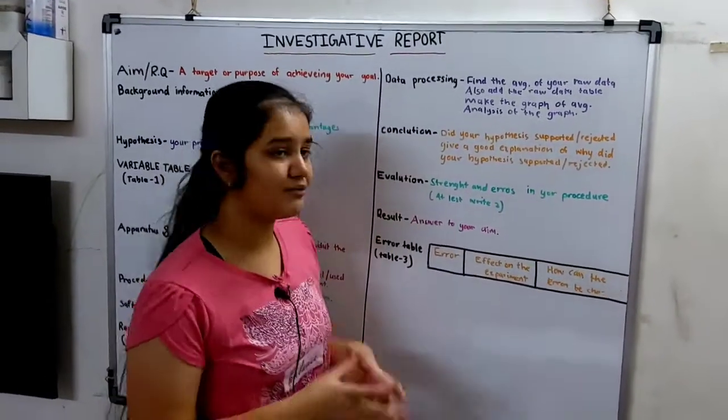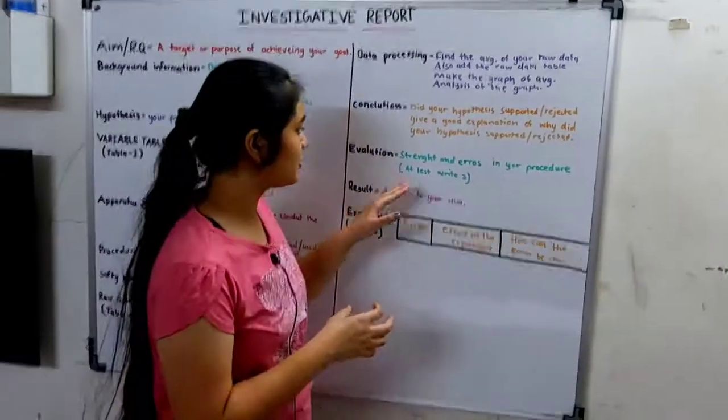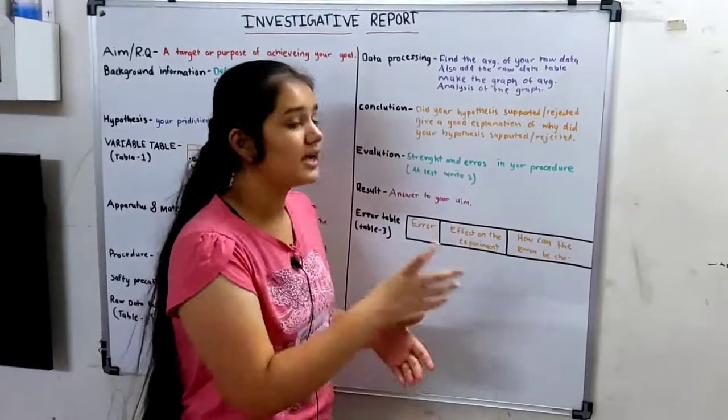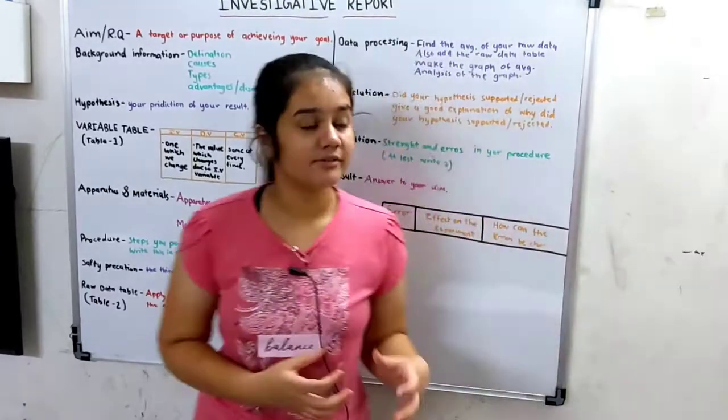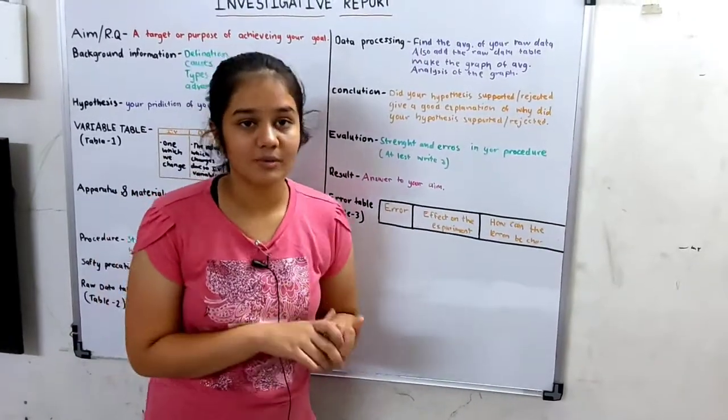Then comes the evaluation. In evaluation, you write your strengths and your errors in your process. While we wrote our process, here we have to find the strengths. So what were my strengths?